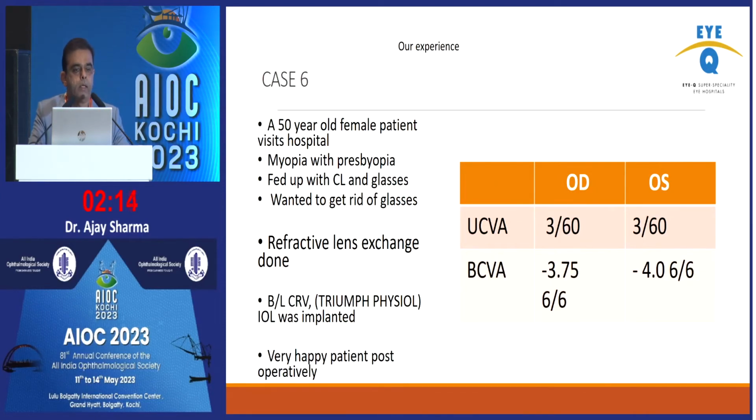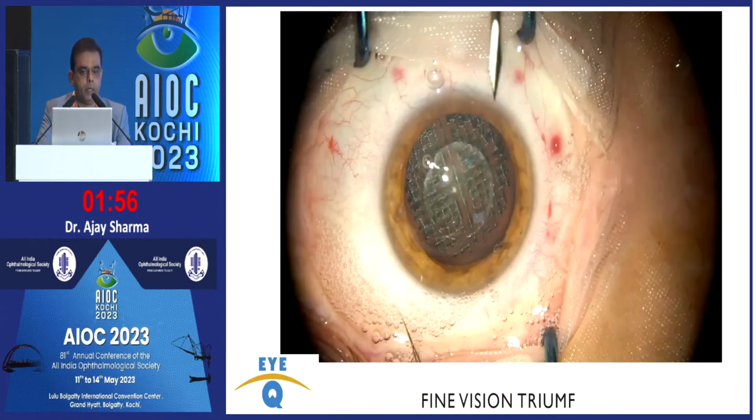This is again the same case where a Triumph lens was implanted. Now, Triumph is a lens from BVI, so no financial interest here. This is again a continuous range of vision lens, a combined technology between a trifocal and extended range of vision lenses, and the patient is again very happy here.